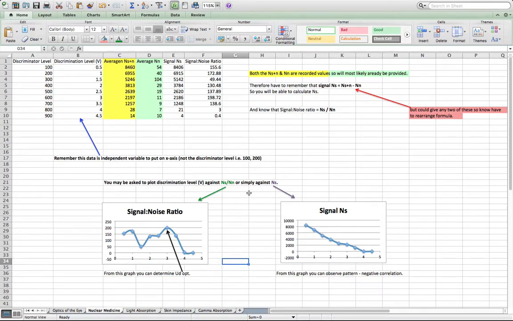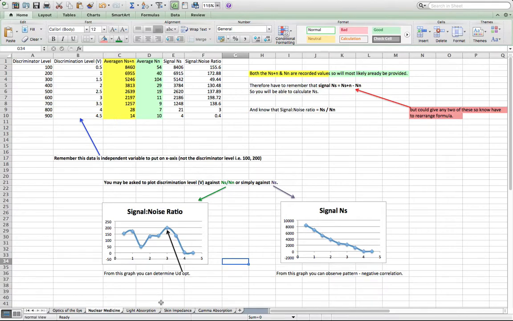And then the second graph you were asked to draw, or you could be asked to draw, is simply the discrimination level against the signal count. And as you can see, that's almost perfectly linear. And the sole purpose of this graph is to just observe the pattern. So, as I've said here, it's negative correlation, or you'll have to say, as the discrimination level increases, the signal decreases.